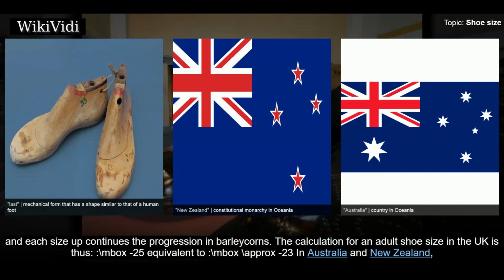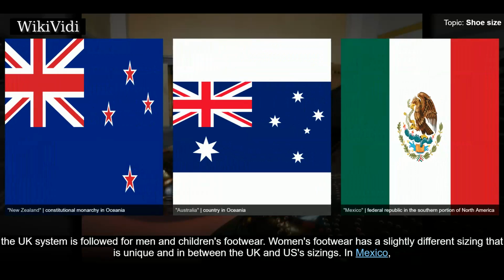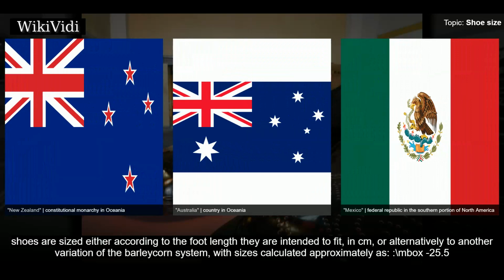Australia and New Zealand. The UK system is followed for men and children's footwear. Women's footwear has a slightly different sizing that is unique and in between the UK and US's sizings. In Mexico, shoes are sized either according to the foot length they are intended to fit, in cm, or alternatively to another variation of the barleycorn system, with sizes calculated approximately as /mbox 25.5.